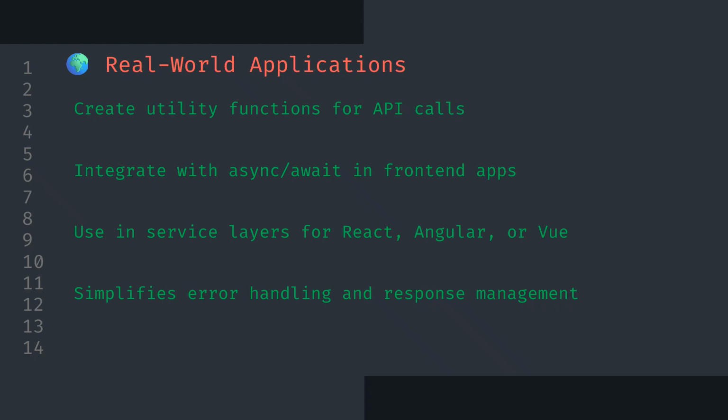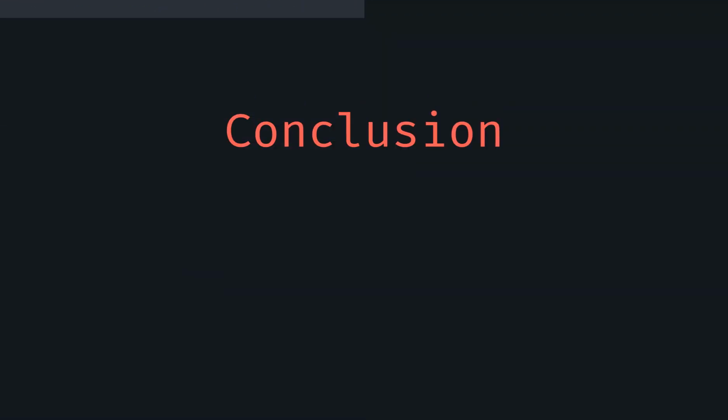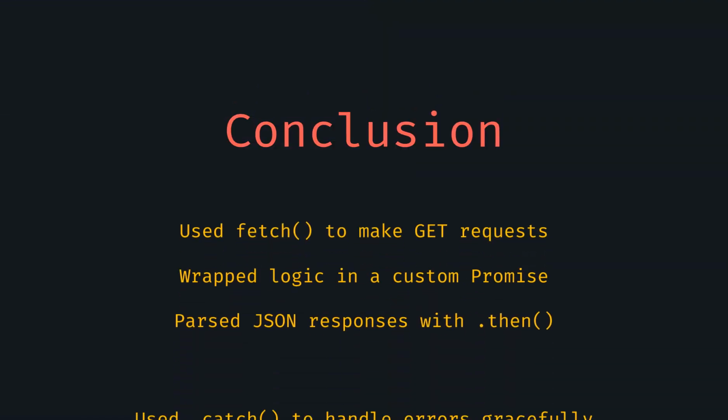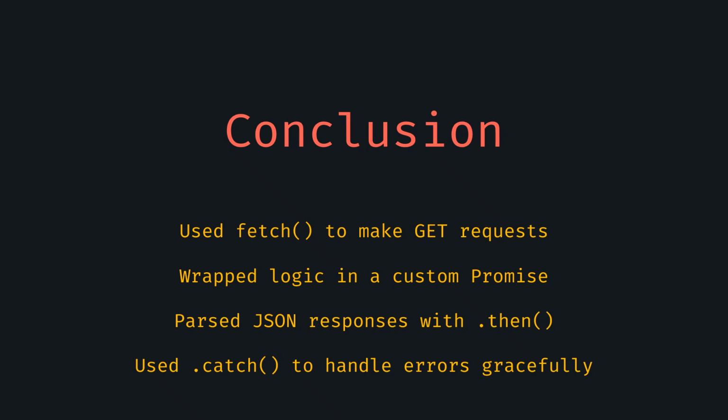Let's recap what we've learned. We now have a reusable function for making HTTP GET requests using promises. It is clean, readable, and perfect for use with modern async workflows.